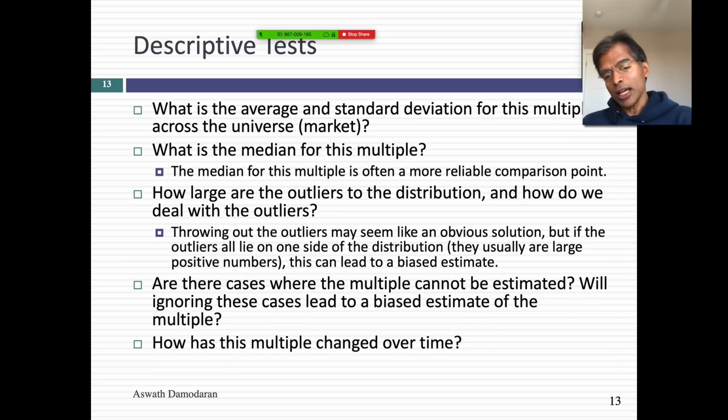You can slice and dice the data. Along the way, I'm going to talk about what happens when you cannot estimate a multiple. You're saying, what are you talking about? When can you not estimate PE ratio? When the earnings are negative. We're going to talk about the biases that are created when you cannot estimate a multiple. And by looking at the data, I can also look at trends over time.